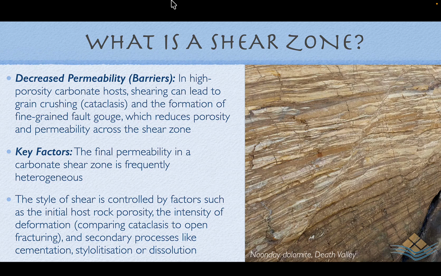Fractures are typically not homogeneous in terms of their permeability distributions within the fracture. The style of shear is controlled by fractures, the initial porosity, the intensity of deformation. In other words, we're comparing systems which have shown extensive cataclasis versus open fractures, and secondary processes, especially important in carbonate reservoirs: cementation, solidification, and dissolution. So here in the Noonday Dolomite, we can see an extensional shear zone or shear fracture. And we'll come back and look at this style of deformation in a lot of detail in the next chapter.